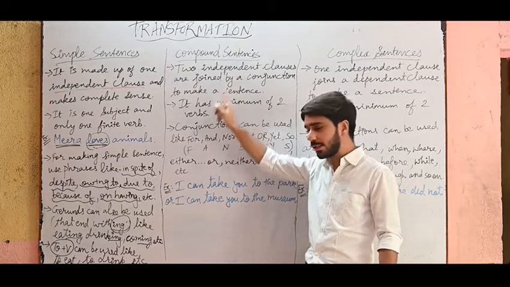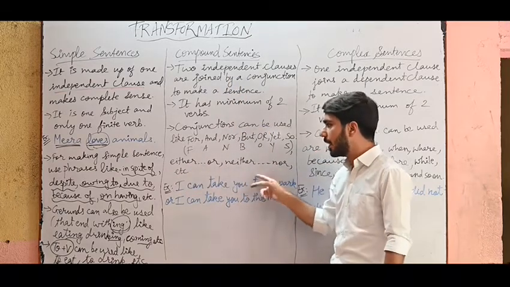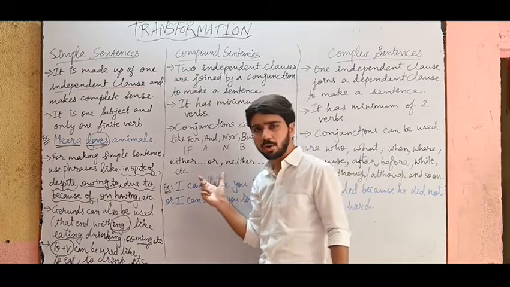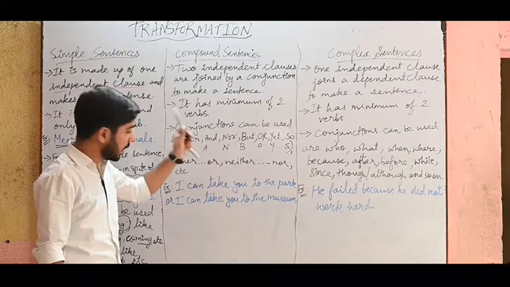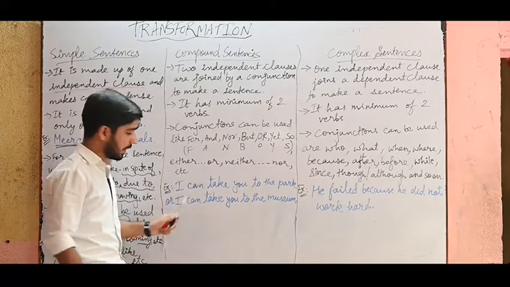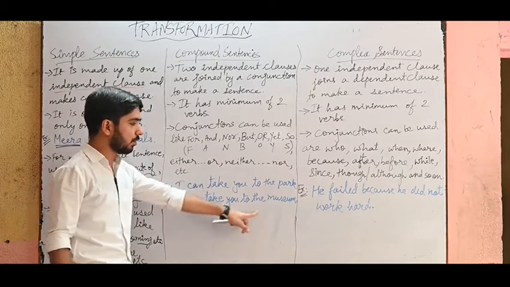compound sentence. And other conjunctions you can use are either...or, neither...nor. These are called pair conjunctions or correlative conjunctions. Even these conjunctions you can use for compound sentences. Then, the example I have given: I can take you to the park or I can take you to the museum.